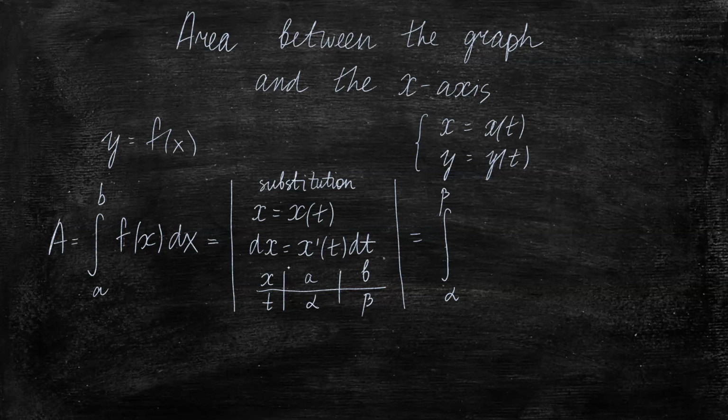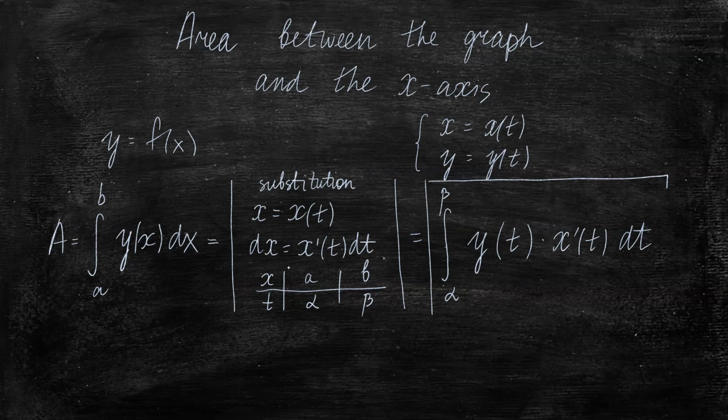So we plug in f of x, but instead of f, we're going to just write y here, and we have y of x, but x is a function of t, so eventually we're going to end up with the function y of t, and instead of dx, we're going to have to write x prime of t dt.